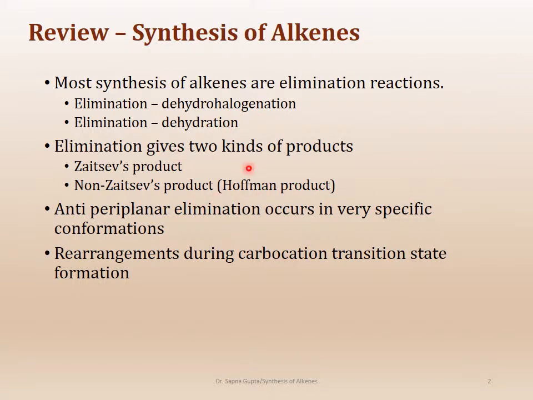We've talked about Zaitsev products before in eliminations, and we will review that again, Zaitsev product and Hofmann product, which is also the non-Zaitsev product. Remember, the Zaitsev product is predominant, the more substituted alkene. We also will review anti-periplanar, just in case we've forgotten about this. It is very specific for cyclic compounds, a lot more than for straight chain, but conformations are still important. And then we will also address the whole concept of rearrangement again, so we will do all sorts of mechanisms to cover rearrangement.